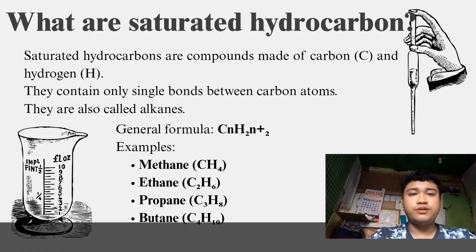First, let us define what saturated hydrocarbons are. Saturated hydrocarbons are organic compounds that are made up of only carbon and hydrogen atoms. They are called saturated because all of the carbon atoms are connected by single bonds. This means that carbon atoms hold the maximum number of hydrogen atoms. These compounds are also known as alkanes, and they follow the general formula CnH2n+2. Some common examples include methane, ethane, propane, and butane.